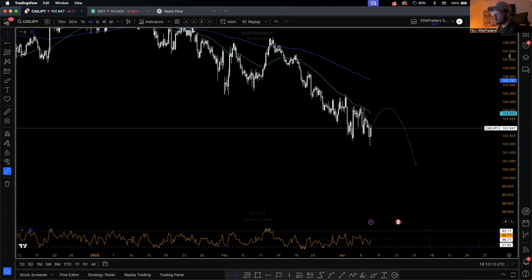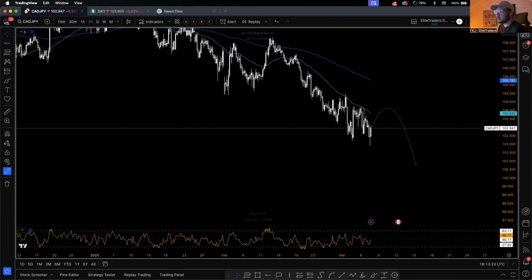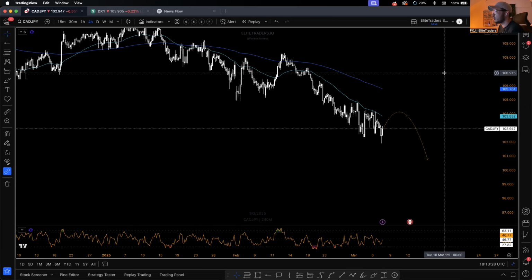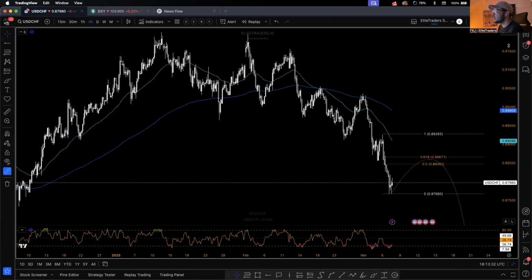CAD yen, again, really, really good trade idea here on CAD yen. We've got oil prices taking a real hit. We've got Canada currently in a trade war with the US. The Canadian economy, generally speaking, is just very weak at the moment. So CAD yen is seeming also like a really, really strong trade idea to continue down to the short side. Dollar Swiss.